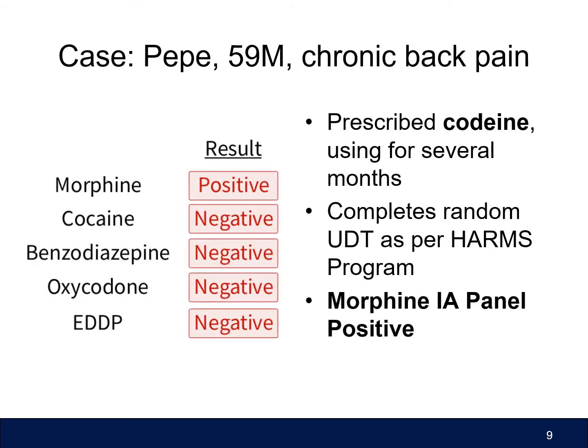He takes the test, and at first glance, the result appears unexpected because it tests positive for morphine, which is not prescribed by you. It is negative for cocaine, benzodiazepines, oxycodone, and methadone metabolite. Is your patient using opioids not prescribed by you? Let's check UrinTerpret before we make a false accusation.